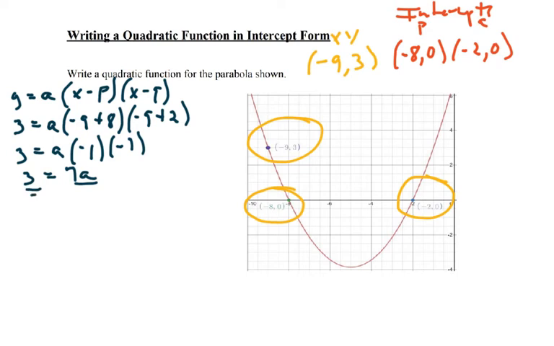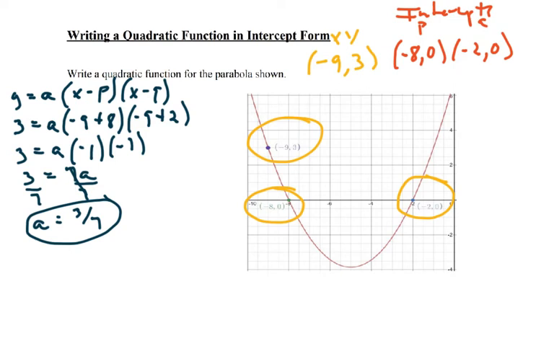Divide both sides by 7. And we're going to get our value for a again. A is 3/7. We can tell that this parabola is opened up a little. Okay, so that makes sense when we look at 3/7. We know this is compressed a little bit. And now that we know that, we can write our equation.